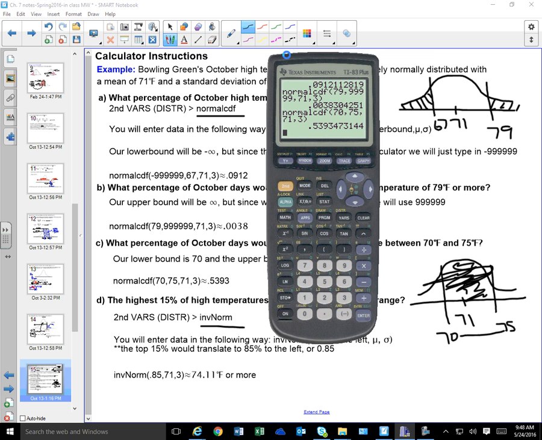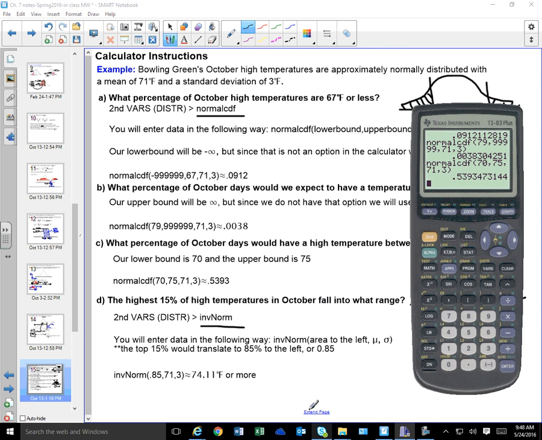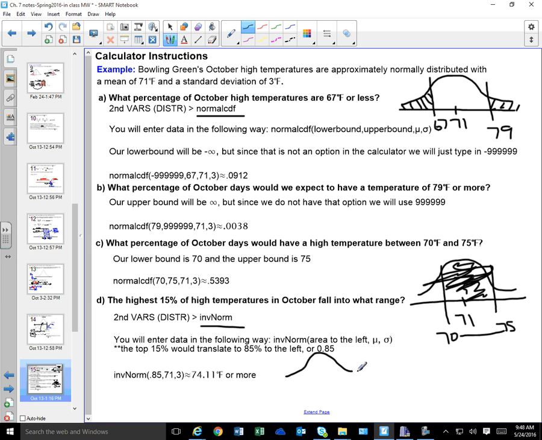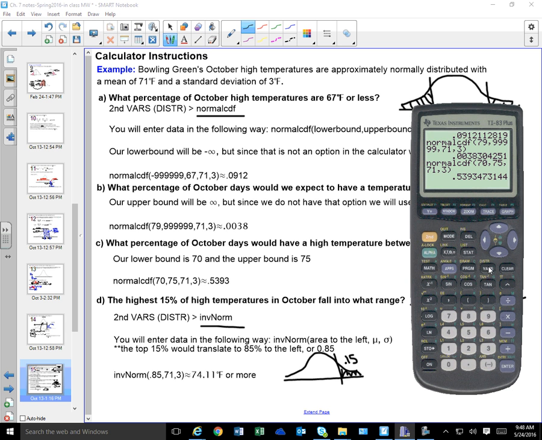The highest 15%. So part D, this is also going to be much easier on the calculator than doing it by hand. So we're looking for the highest 15%. Right, so this was what we were looking for. So in our calculator, second distribution, number 3 is inverse norm. So we use the inverse norm when we're doing basically the inverse of what we did in A, B, and C. When we're given the percentage and want to find the observation, we use the inverse norm. We put in the area to the left, the mean, and the standard deviation.